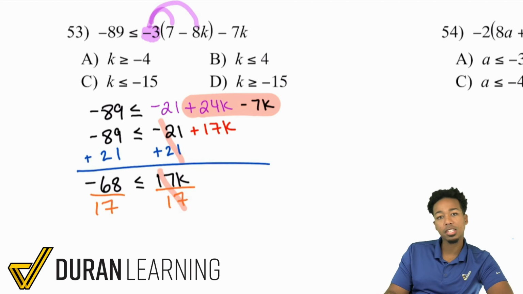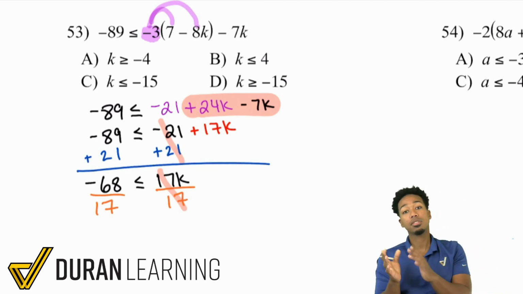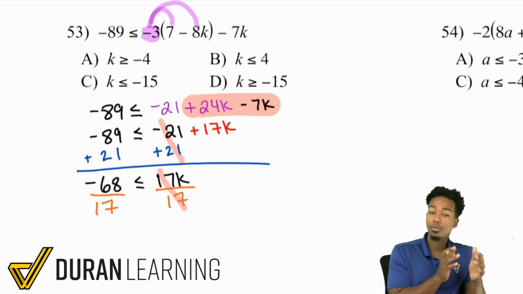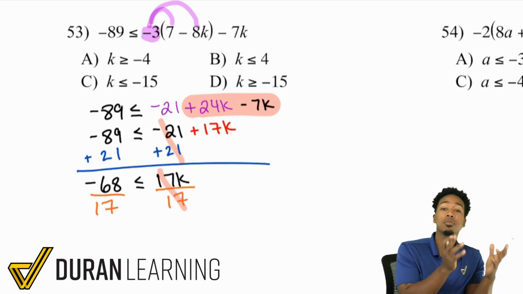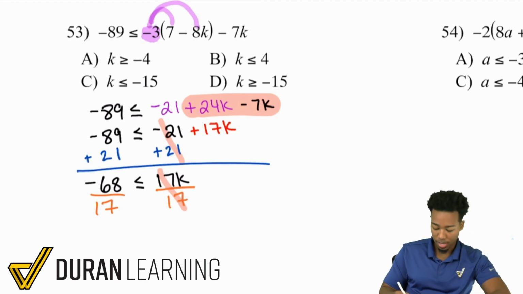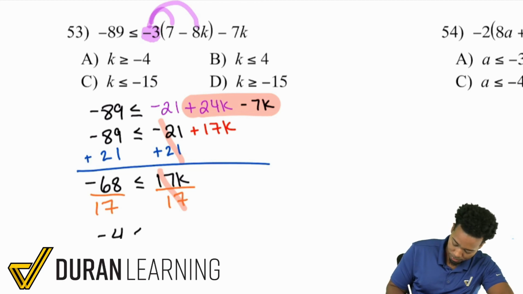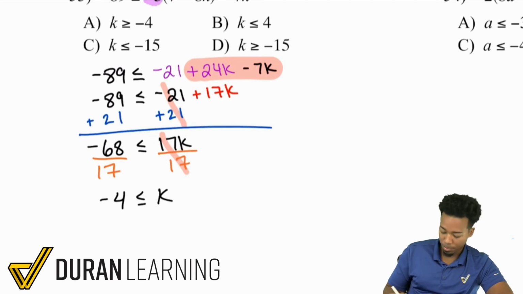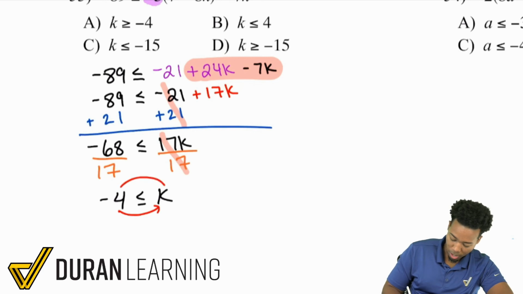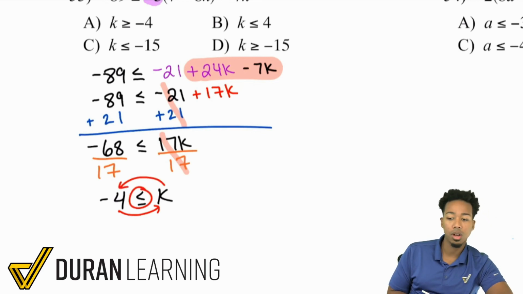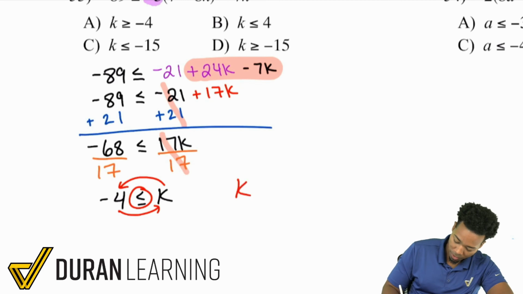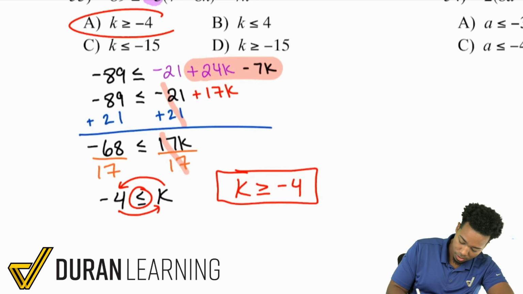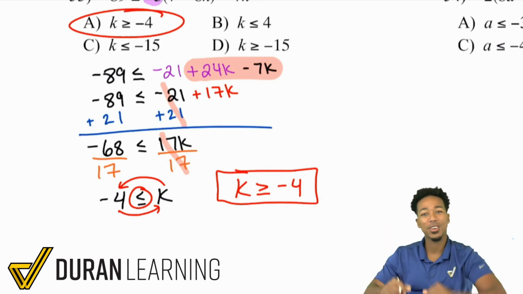And then -68 divided by 17, in case you didn't know, 17 times 2 is 34. 34 times 2 is 68. So what that means is 2 times 2 is 4. The answer would be 4 there, or -4. So -4 is less than or equal to k, right over here. And basically we want the k on the left side. So what we're going to do, if we swap these, we flip the inequality. And so with that said, we'll have k is greater than or equal to -4. Booyah. Right there, and we're all set, my party people.